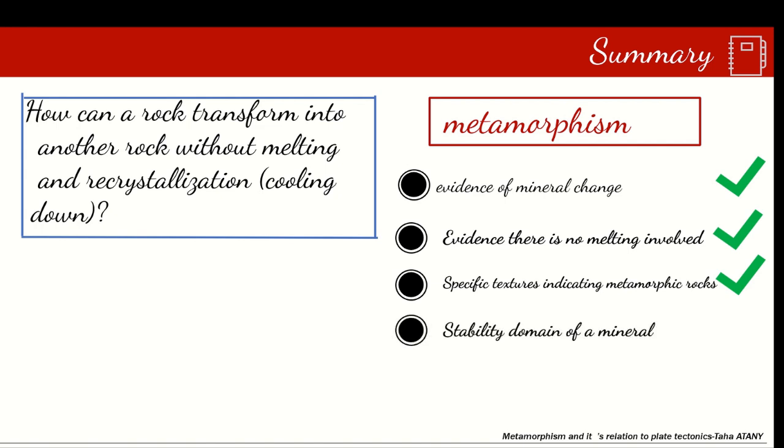We have proven through a diagram that there is a stability domain of minerals, a range of pressure and temperature where they will stay constant and stable. And we have proven a metamorphic facies, a sort of range of many minerals that could coexist, and a rock, a metamorphic rock, could form.